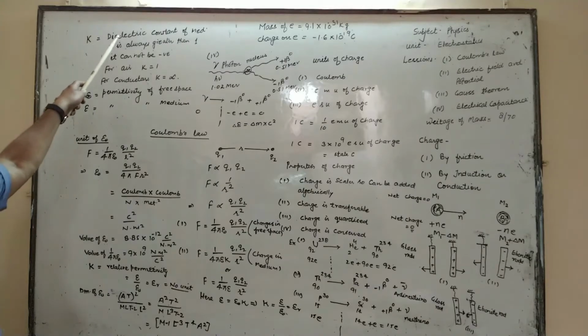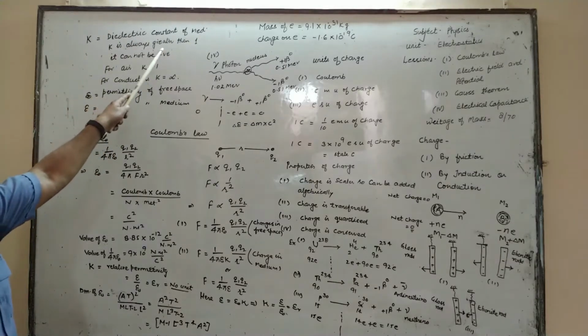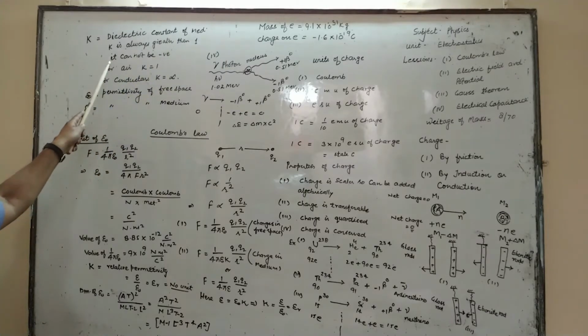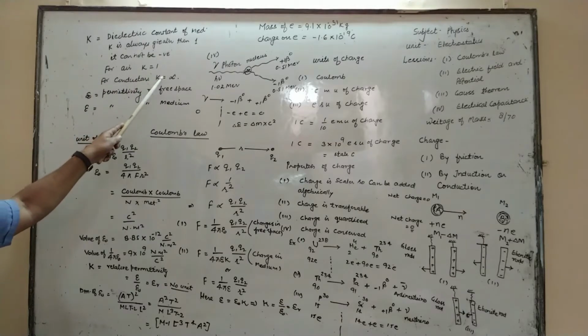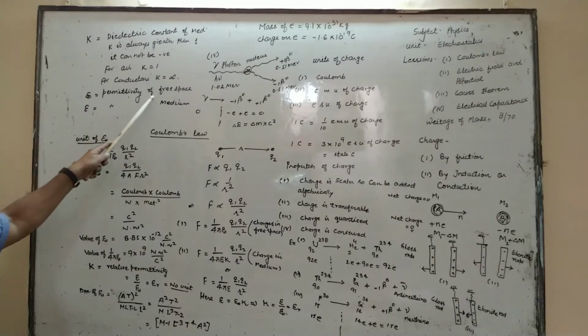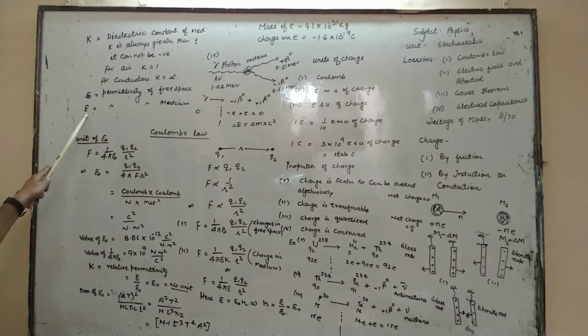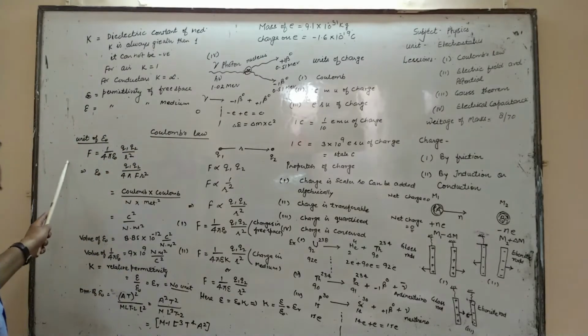Now K is the dielectric constant of the medium. Remember, K is always greater than 1. It cannot be negative. For air or vacuum, K equal to 1. For conductors, K equal to infinity. Epsilon 0, once again, I want to tell you, is the permittivity of free space. Epsilon is the permittivity of the medium. Now let us find the unit of epsilon 0.